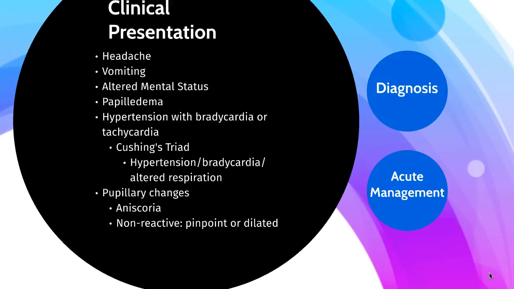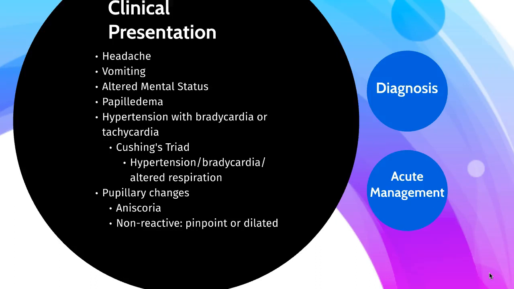As the herniation progresses or you have more severe swelling, the patient can certainly develop Cushing's triad, and that includes hypertension, bradycardia, and altered respirations. If you have that occur, that is something that needs to be immediately addressed.